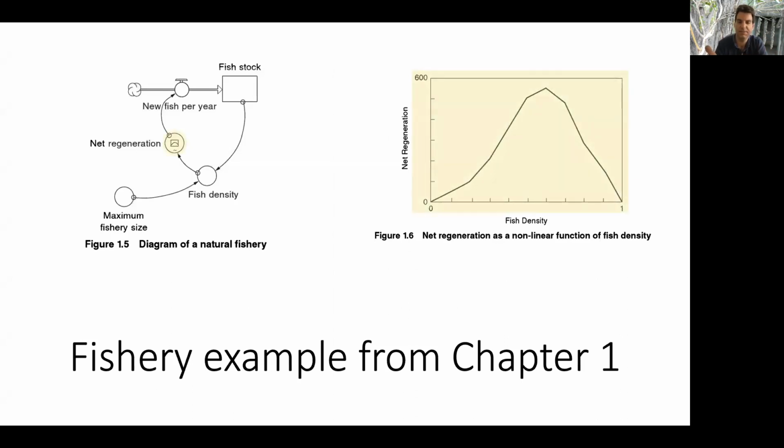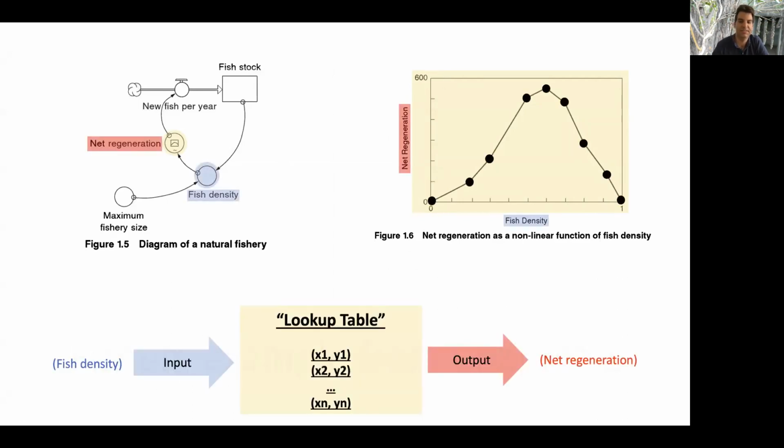So we've seen lookup tables all the way back from chapter one. So you should be familiar with how to read a lookup table, but when you would use a lookup table, you should probably be familiar with how this lookup table was used in the fishery example. So how it maps from fish density on the x-axis to net regeneration on the y-axis. This idea that a lookup table is actually just a set of points, with the x points being inputs, the y points being desired outputs, and the lookup table connecting between them. So make sure you feel comfortable with how these lookup tables work.